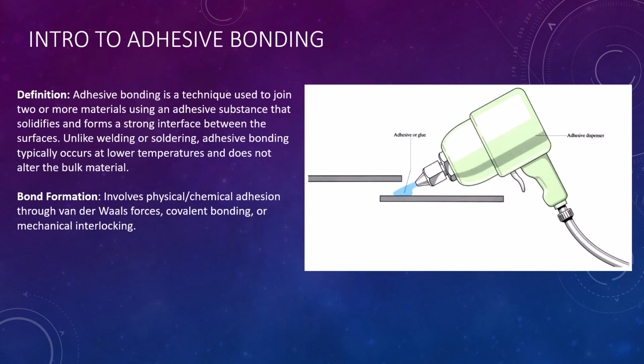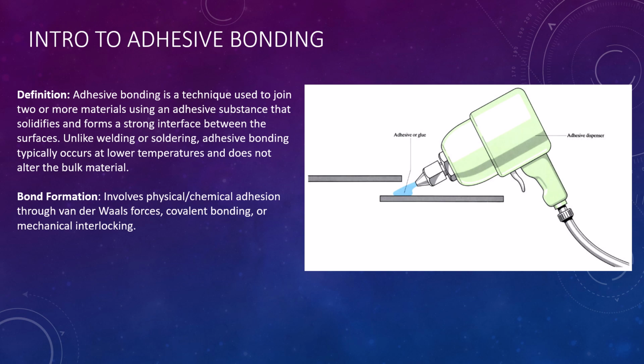I am Maxim, and I will be introducing adhesive bonding. Adhesive bonding is a technique used to join two or more materials using a substance that hardens to form a strong interface between surfaces. What makes it unique is that it typically occurs at lower temperatures compared to processes like welding or soldering, which means it doesn't alter the base material.